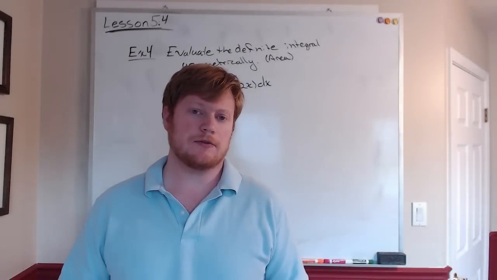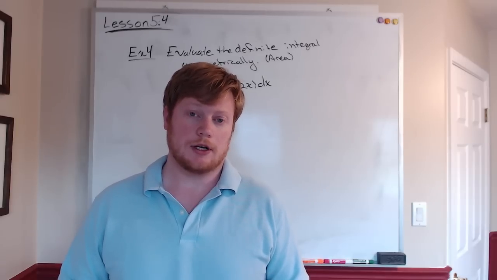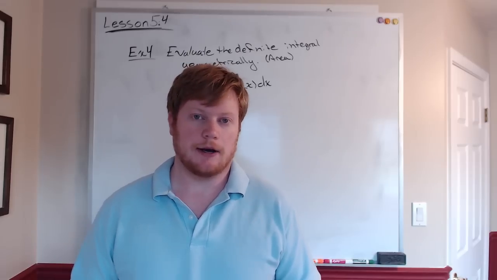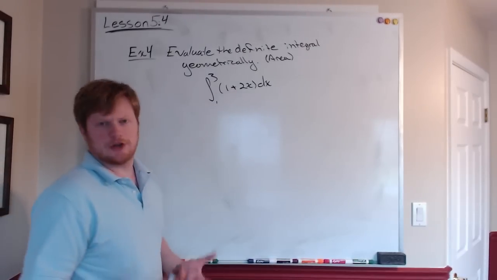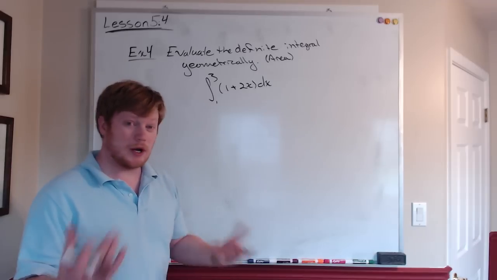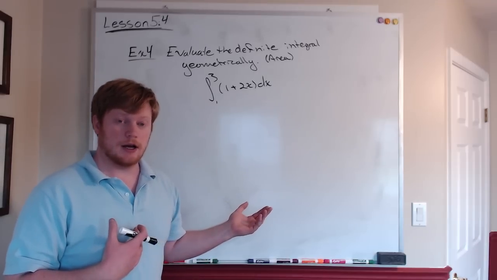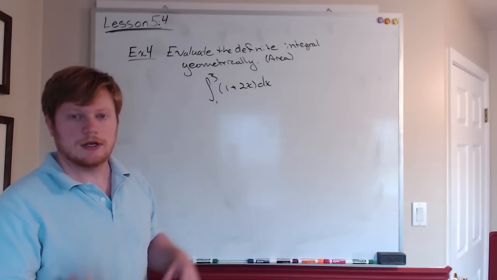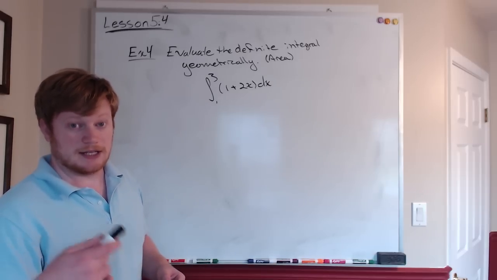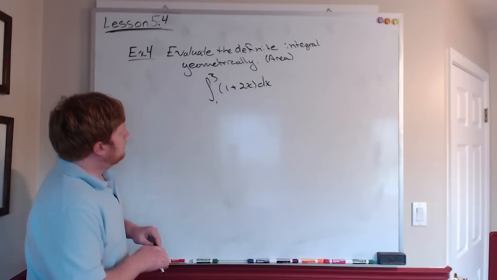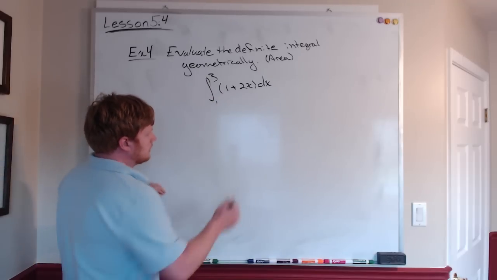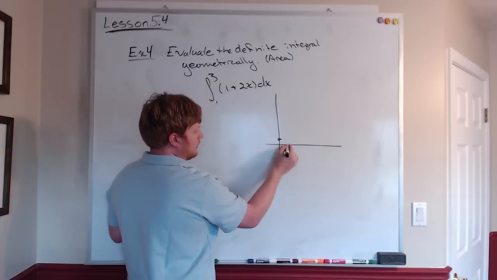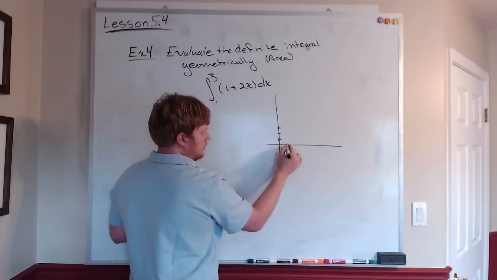Oftentimes it's beneficial to be able to interpret an integral as a geometric representation of just area. And that happens typically when we're integrating linear functions. Sometimes it can be quicker to think about this as an area as opposed to actually calculating the definite integral by using the fundamental theorem of calculus, which we'll get to in the next lesson. So what this function looks like is just a line. It's got a y-intercept of 1, and it's got a slope of 2.